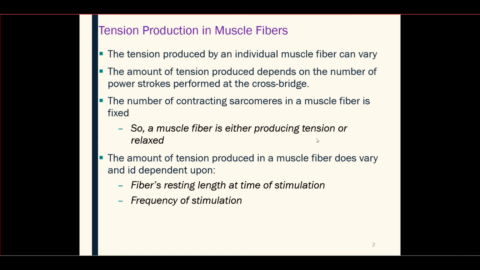How is that done? There's two things. The resting length of the sarcomere at the time of stimulation is the first thing that we're going to look at. Then we're going to take a look at the frequency of stimulation. If you want to add to your notes, frequency of stimulation by the nervous system is going to be the second factor that can vary how much tension is produced in the muscle fiber. Again, I want to keep repeating this. We're talking about one muscle fiber at this point.